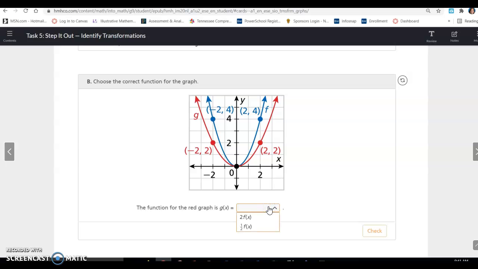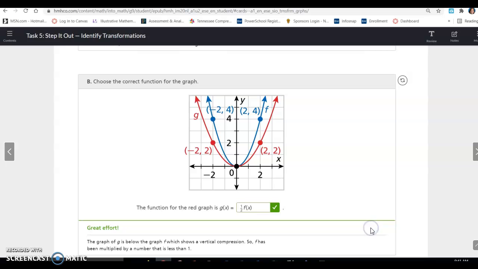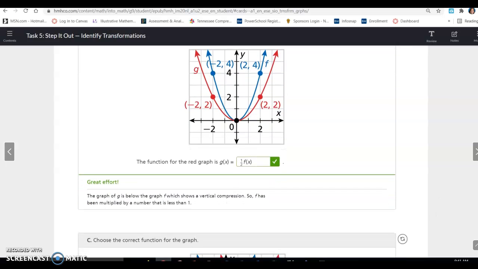All right, so number B, choose the correct function for the graph. All right, you can see it gets wider, so that means it's going to be multiplied by 1/2. So that is a vertical compression.